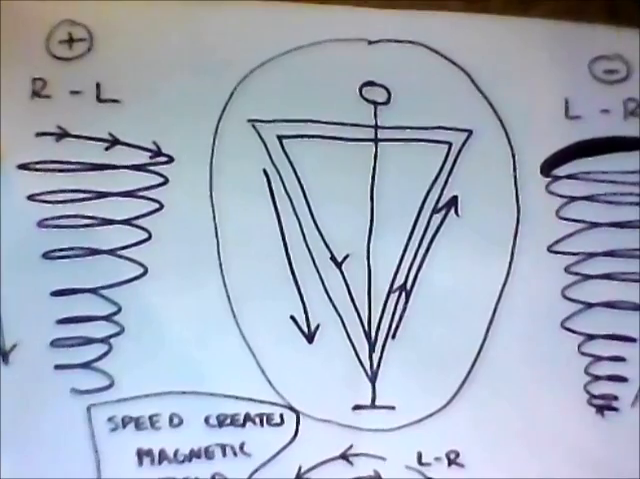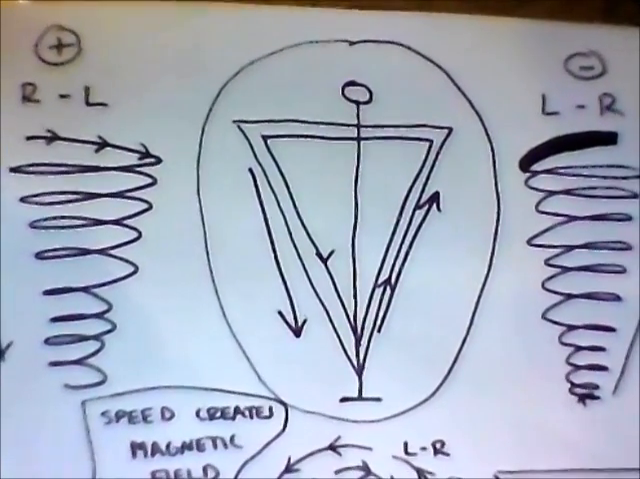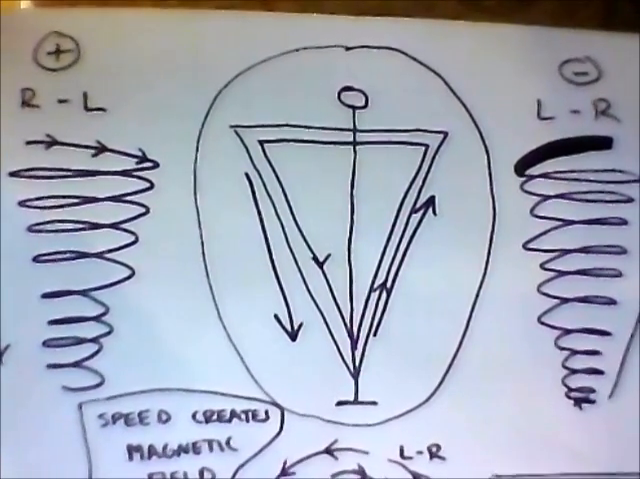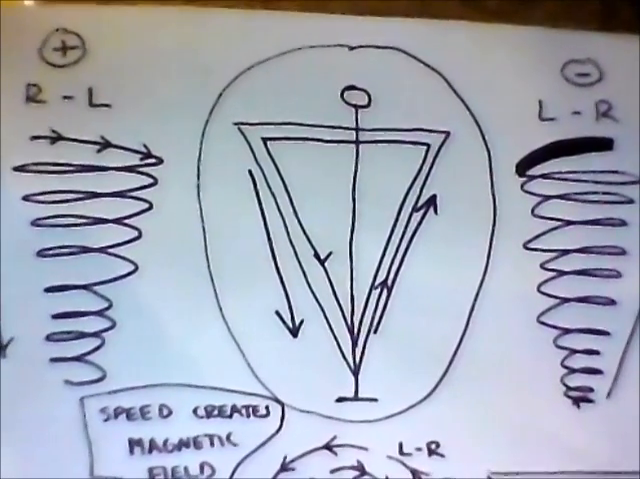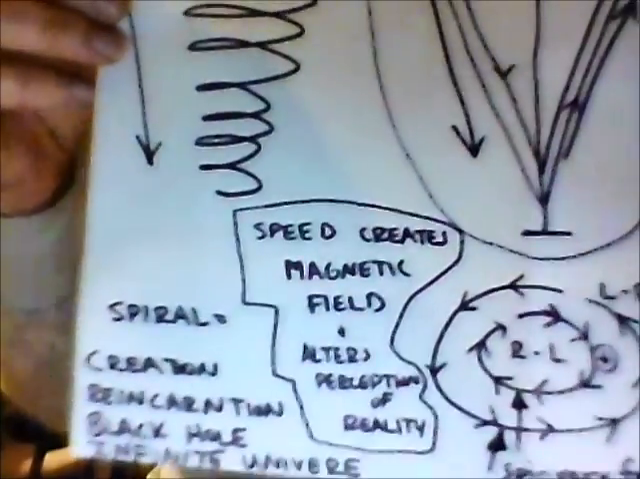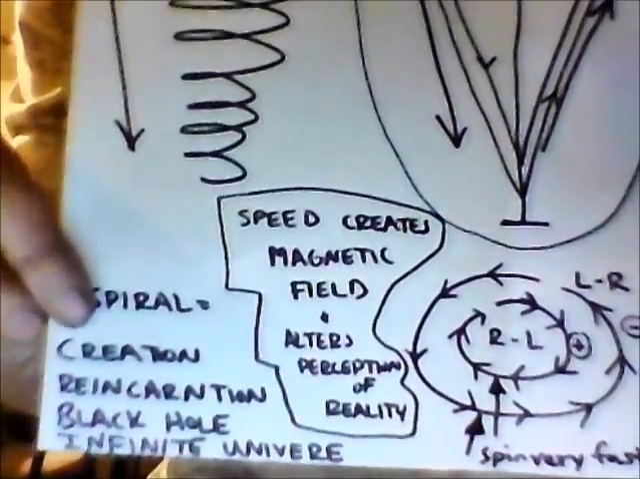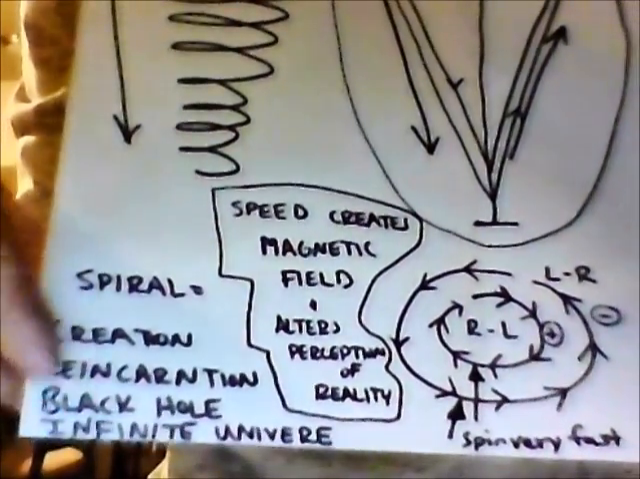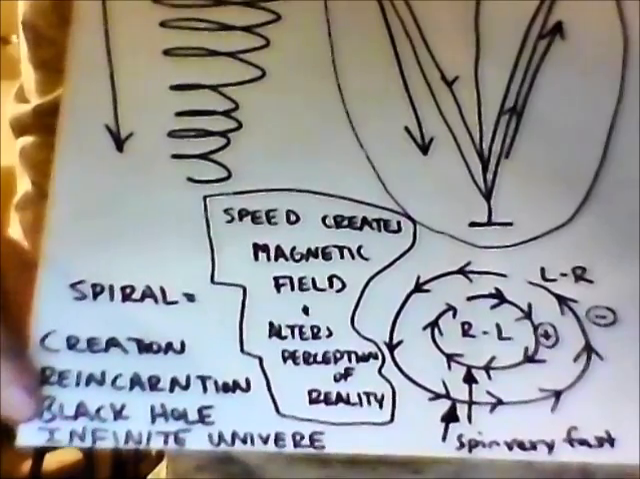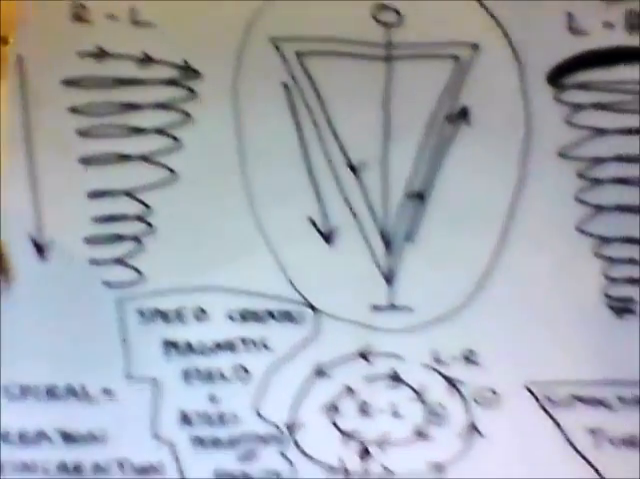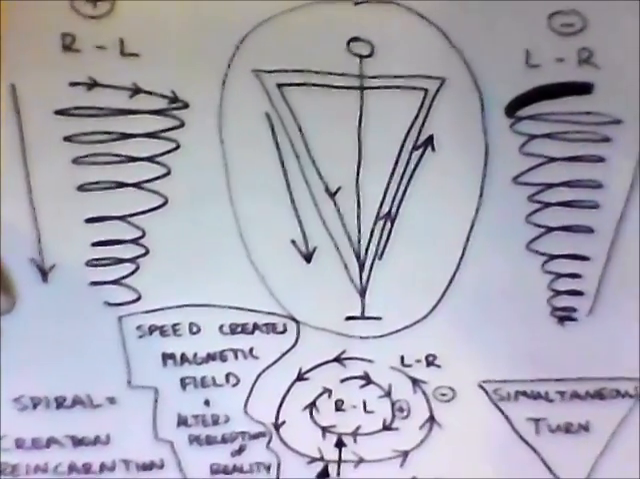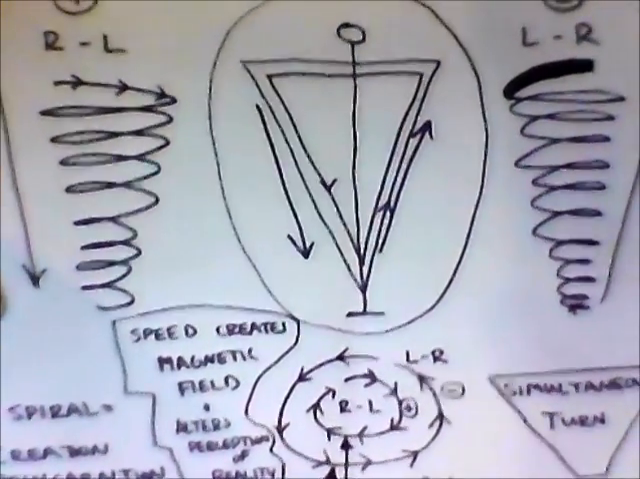So the spiral itself is creation. The spiral is the diagram that is the reflection of creation itself. See, I write that down here. Spiral is creation. Spiral is reincarnation. Spiral is black hole. Spiral is infinite universe. Spiral is existent in everything. Even our DNA strands possess a spiral. The black hole possesses a spiral.